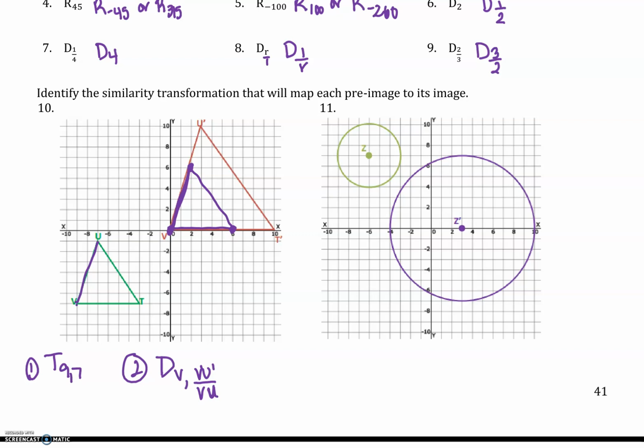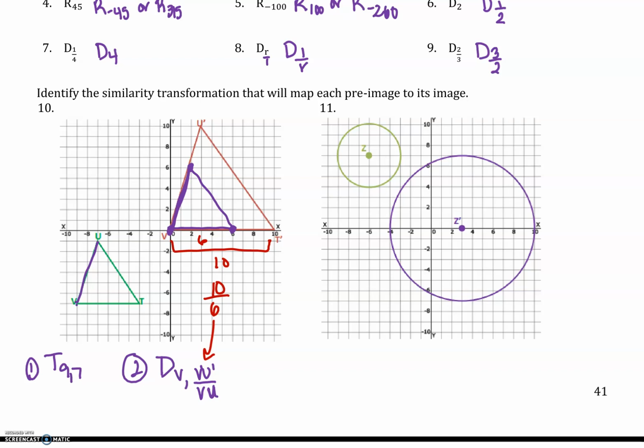If you have numbers that are easy to count, like we happen to have here, you can see that this was 10 and this was 6. So you could say 10 divided by 6, and that can be your scale factor instead. So you can use the name or you can use the numbers.